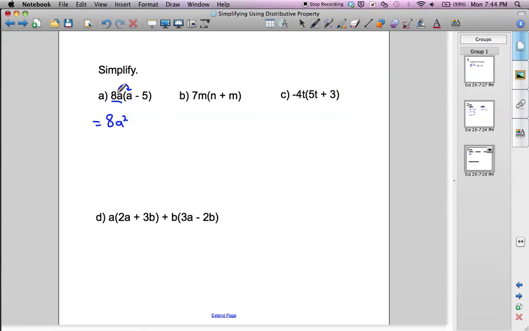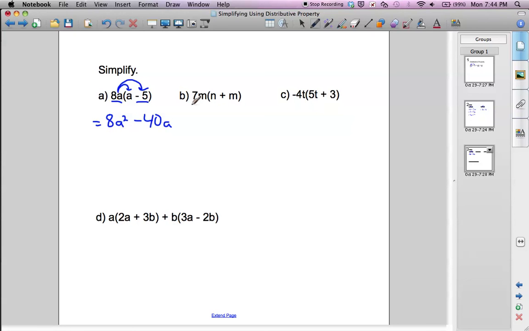Next, we're going to do 8a times negative 5. Do not forget the negative sign. So that's going to be 8 times negative 5, which is negative 40. And don't forget about that a, so it's going to be negative 40a. And that's your final simplified answer.